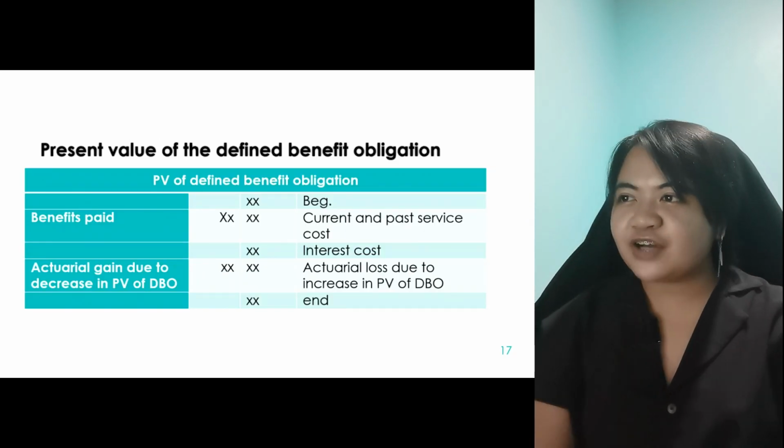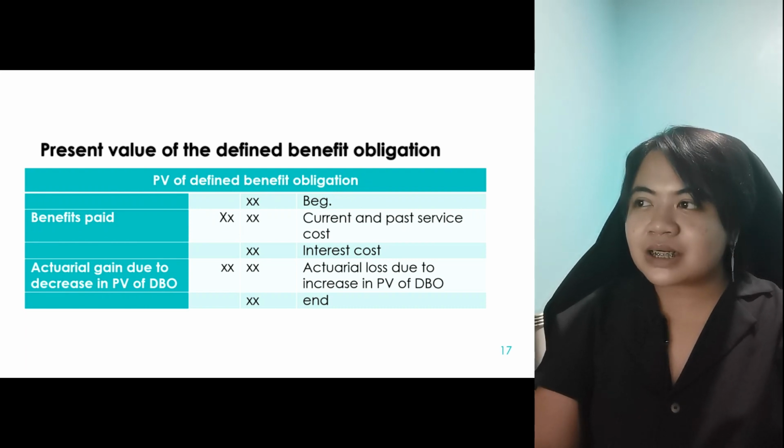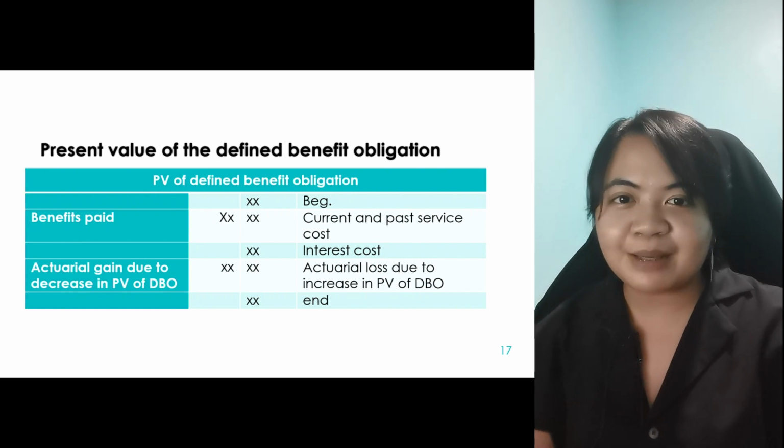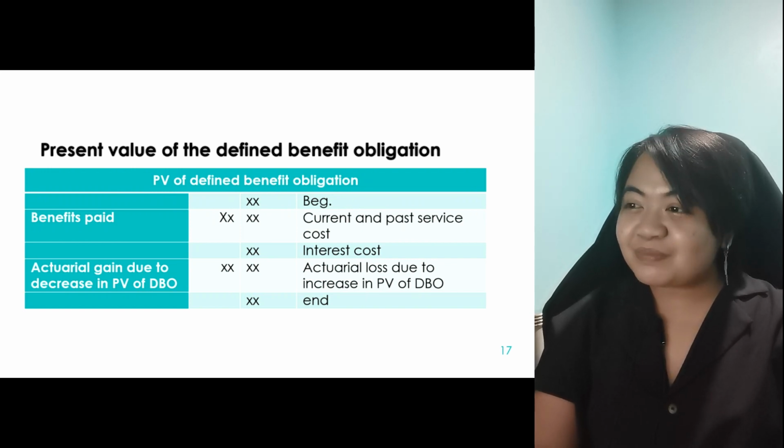Present value of the defined benefit obligation. So, more on T accounts. This is the T account for the present value of defined benefit obligation. When is it used? When the ending balance is not given. You have to compute for the ending balance. Okay? So, how do you compute the ending balance?